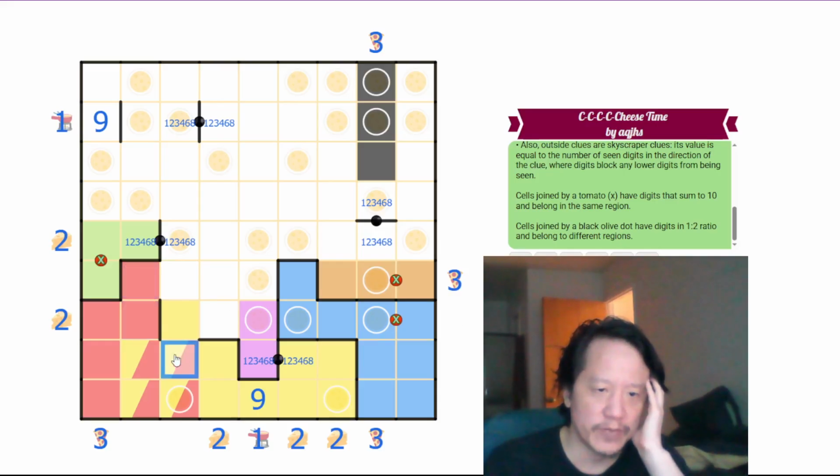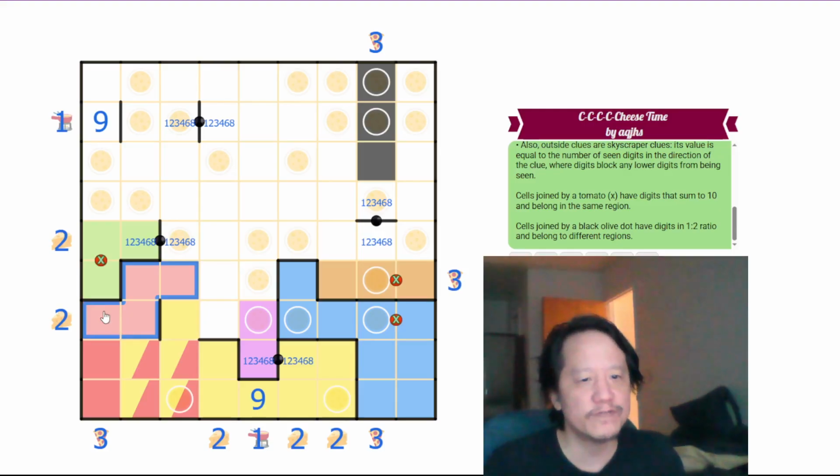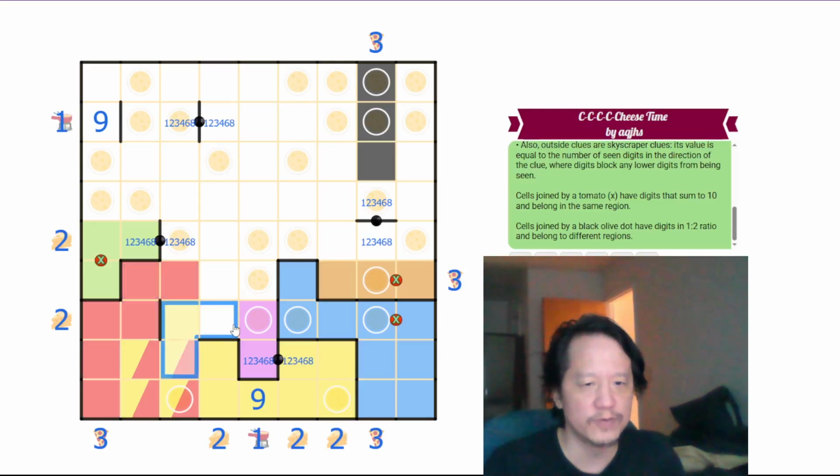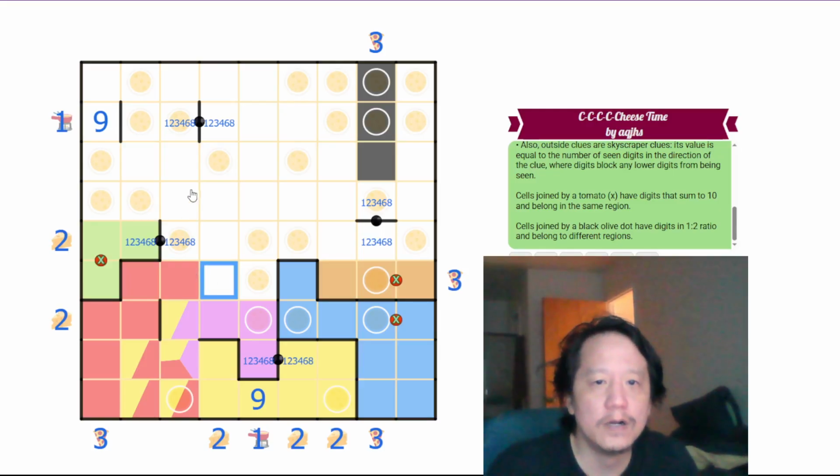Red could stop there. No, red cannot stop there. If it tries to go all these, yellow is not going to form a full region. So red has to exit out this way. So we have 1, 2, 3, 4, 5, 6. These could be a different region. So it could be pink or something else. Okay. This is 3 as a region.